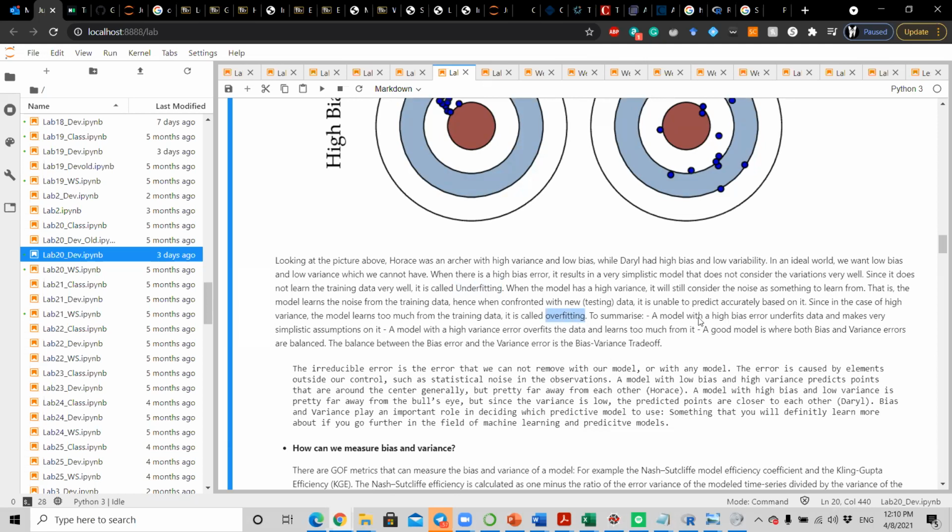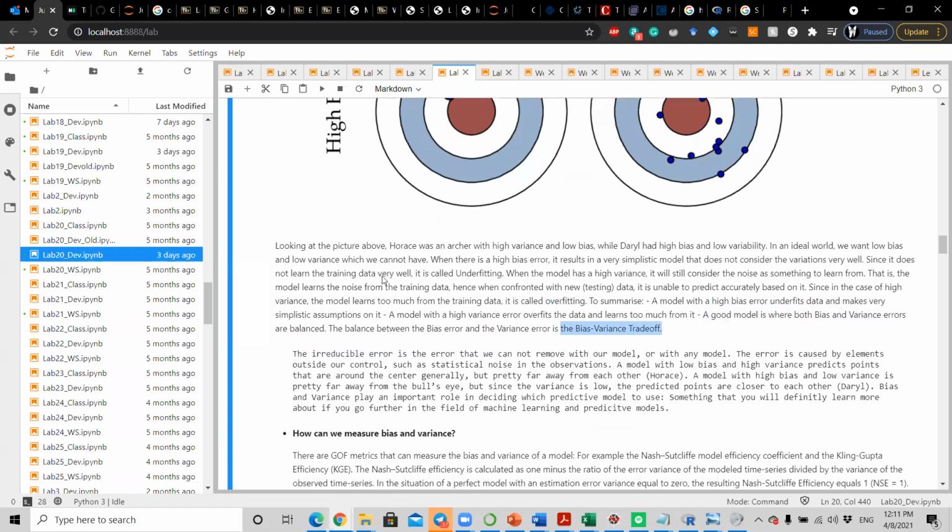To summarize, a model with a high bias error underfits data and makes very simplistic assumptions on it. A model with a high variance overfits the data and learns too much from it. A good model is where both bias and variance errors are balanced. The balance between the bias error and the variance error is the bias-variance trade-off, a very hot topic in modeling.